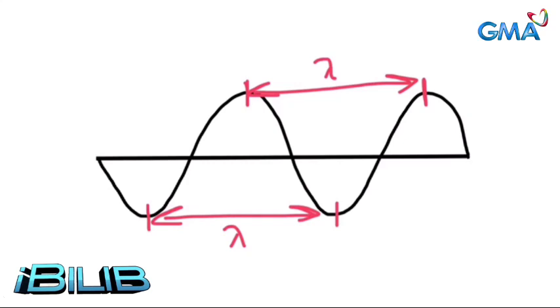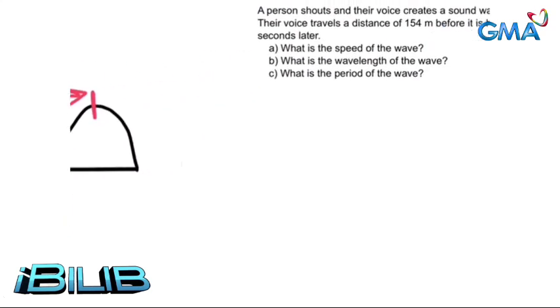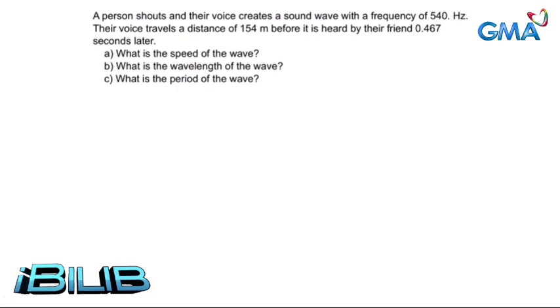So let's try solving a problem. This says that a person shouts and their voice creates a sound wave with a frequency of 540 Hz. Their voice travels a distance of 154 meters before it's heard by their friend 0.467 seconds later, and then it asks what's the speed of the wave and the period of the wave. Let's start with the first one.